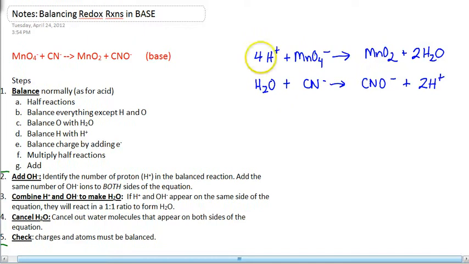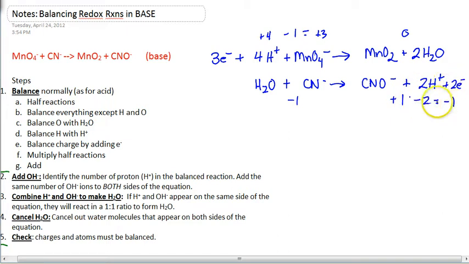So let's see. On this side we have 4 positive and then a negative, so that adds up to positive 3. And over here we have 0 charge. So to make those 2 sides equal, we'll need 3 electrons on that side. Let's see, in our second half reaction, this side is 0 and -1, and then this is -1 and positive 2, so that's positive 1. So to make those 2 sides the same, this side needs to go down by 2, so we'll add 2 electrons, so that adds up to -1.